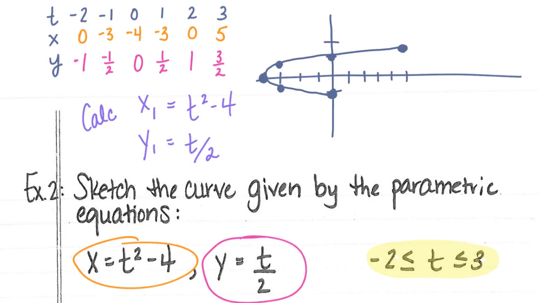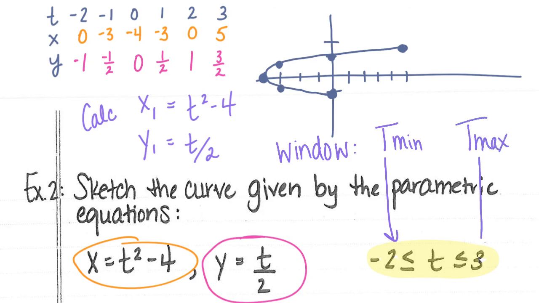From here, you can set your X and Y maximum and minimum by going to Window. Actually, we need to set our t min first. Our t min is negative 2, and our t max is positive 3. X is not going any smaller than negative 4, so I just keep my X's and Y's from negative 5 to positive 5 or negative 10 to positive 10. I try to keep that window the same. See if you can graph that in parametric equations on your TI.